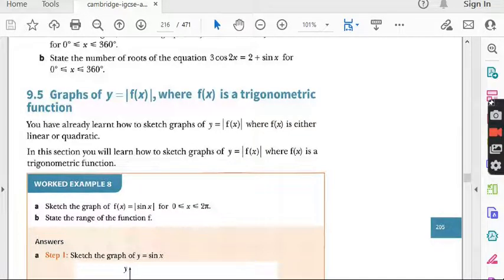Students, in the last lecture we did part A, question number 1 from exercise 9.5, and the topic you can see on the screen: graph of y equals absolute value of f(x), where f(x) is a trigonometric function.